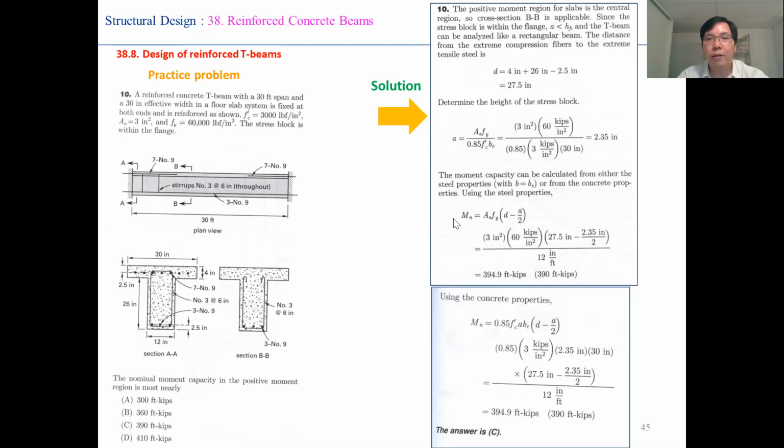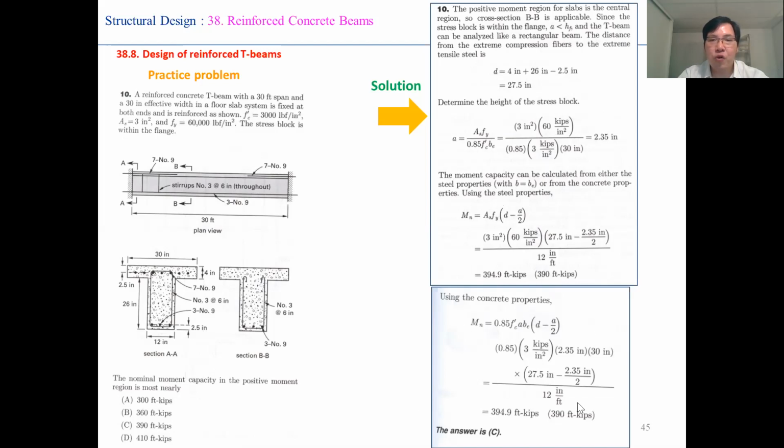can calculate the nominal moment capacity Mn by this equation, so that when you compare the result with the options, you can see that the good answer is C.